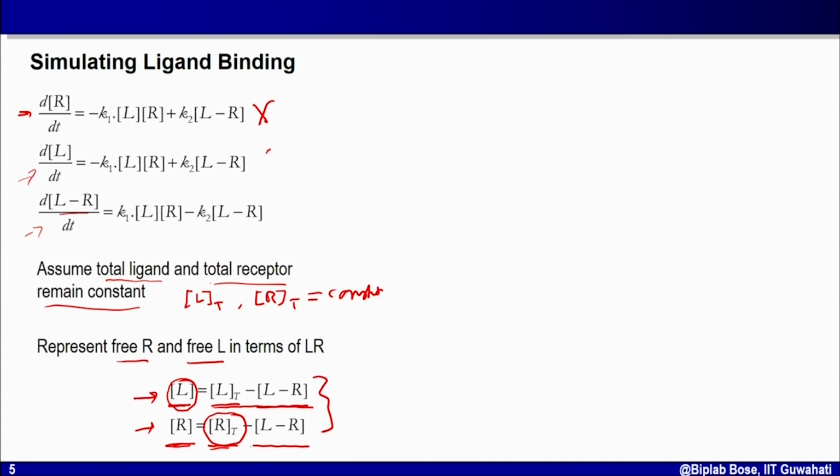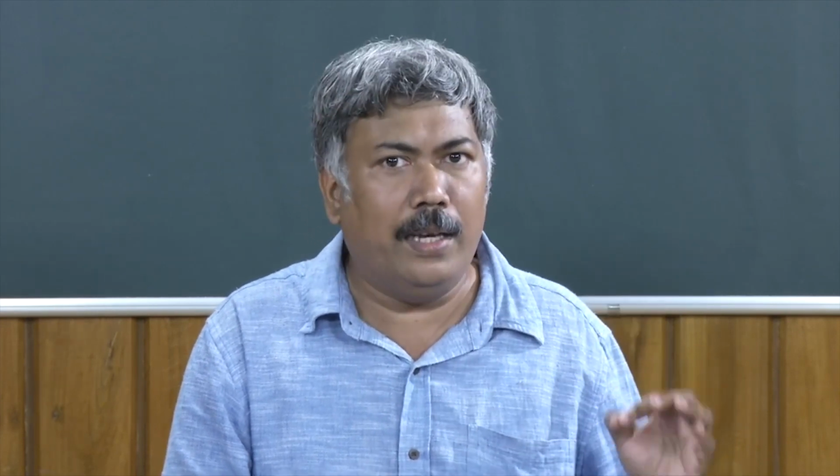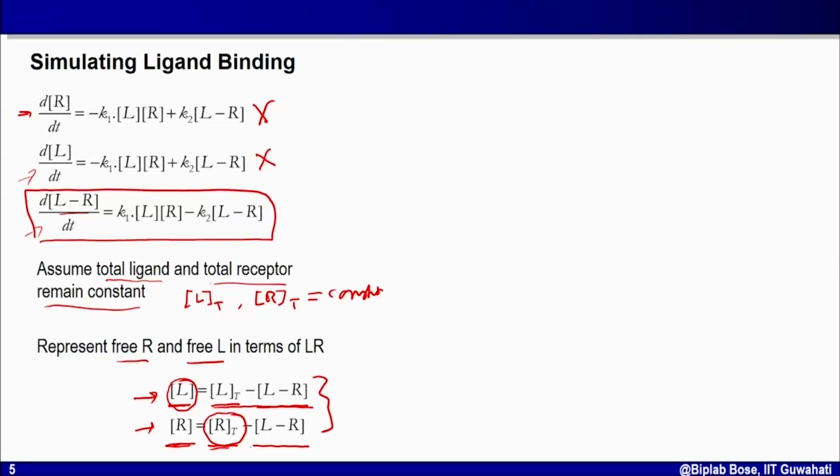I don't require the ordinary differential equation for L, because I have considered L in terms of a constant, that is LT, and LR. What I require is only the ordinary differential equation for LR, because if at any moment I can calculate the amount of LR, then I can easily calculate the amount of free ligand and free receptor by these two algebraic relationships.